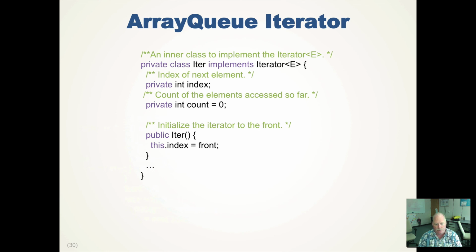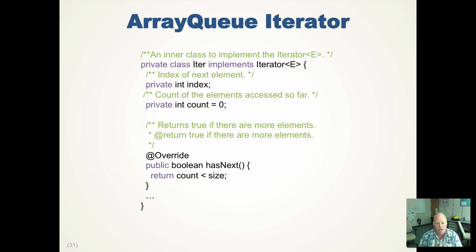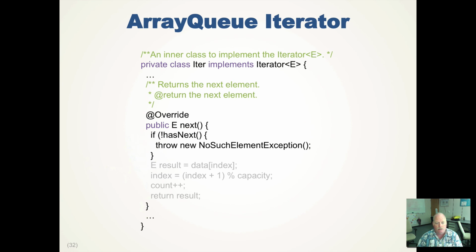So our constructor says we want to start at front, right? Because we start at front and we go to rear. And so now the hasNext says, well, the count is less than size, so we haven't visited all the things in the queue. And then the next is simply, we check to see if there's nothing next, then I throw a NoSuchElementException. And there's a typo in my slide, I need another parenthesis in the if statement.